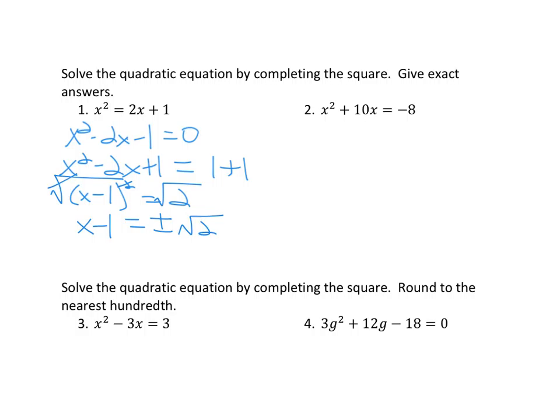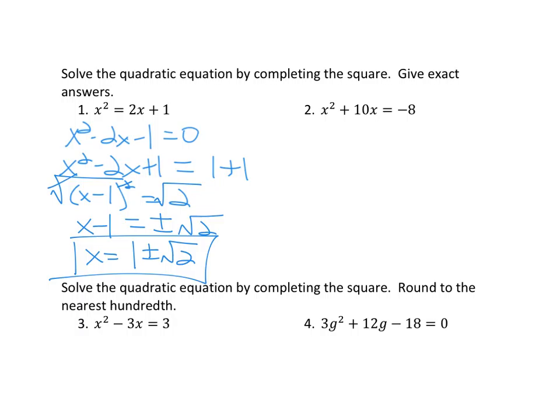And the last step is to add that 1 over, right? Trying to get x by itself. So I add the 1 over, and I get the answer as 1 plus or minus square root of 2. That's the answer. Think of the reason why you have the plus or minus as when we factored, we always had 2 answers, right? So because we need to have 2 answers, we have a plus answer and a minus answer.